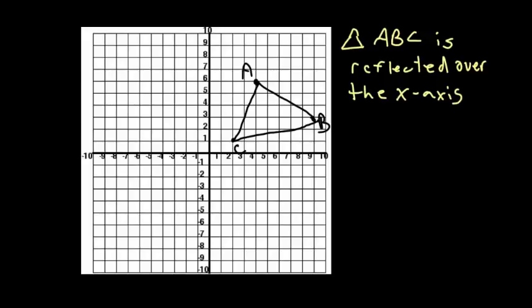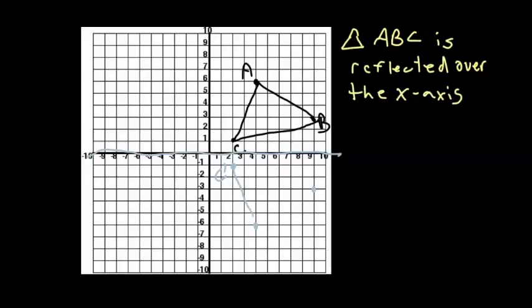Alright, so now we're going to do some reflection. So triangle ABC is reflected over the x-axis. So we need to reflect that based on the x-axis, which is right here. So we need to be the same distance from that blue line going across the x-axis. So C is going to be 1 away. A is 6 away, so we got to go down 6. And B is 3 away, so we got to go down to -3.